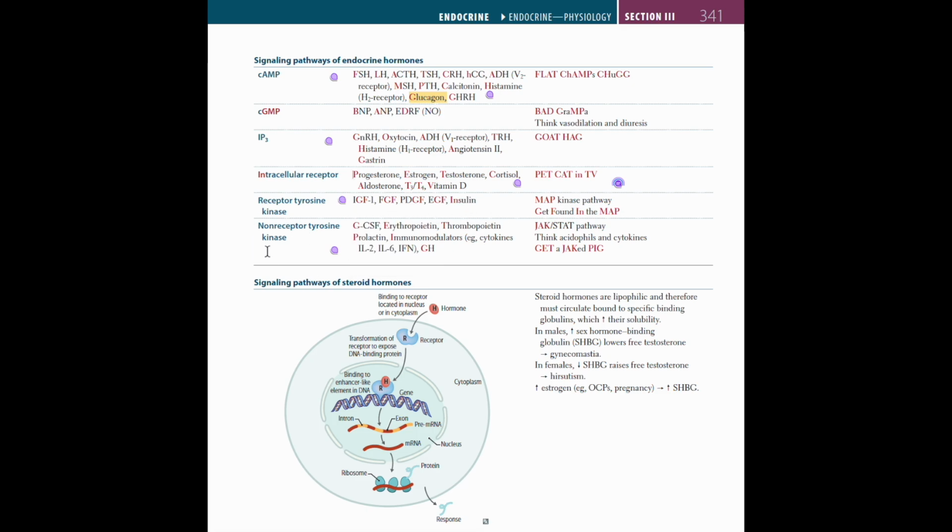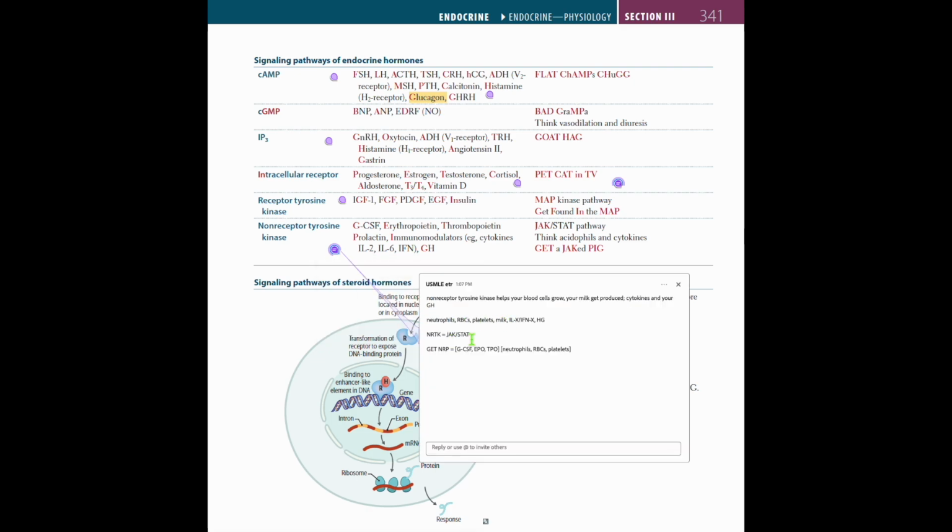Now for non-receptor tyrosine kinase, it's a bit more involved, but still relatively simple. So you want to think JAK-STAT. NRTK is going to be JAK-STAT, and then I just wrote get NRP, meaning to say GCSF, EPO, TPO. Right? GCSF is going to be basically a precursor that's going to stimulate neutrophil production. Erythropoietin, that's going to stimulate red blood cell production. Thrombopoietin is going to stimulate platelet production.